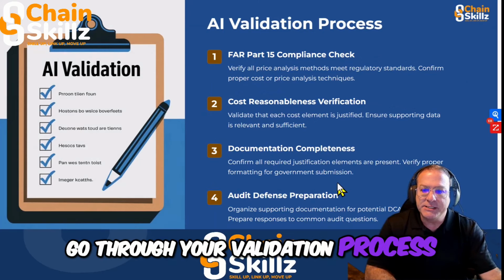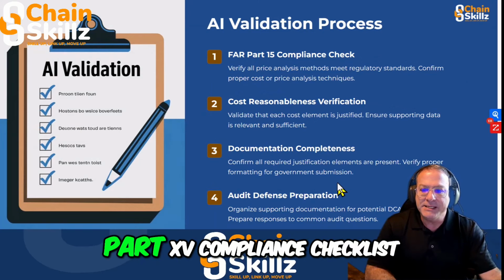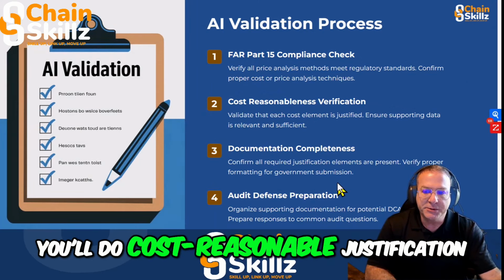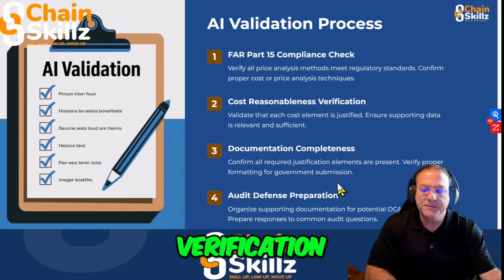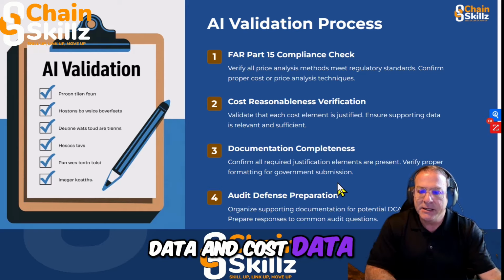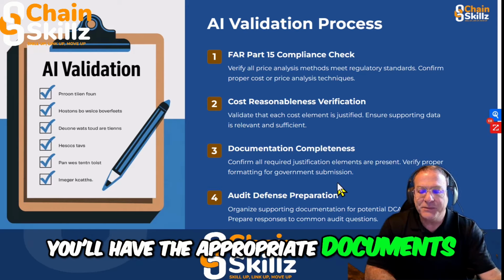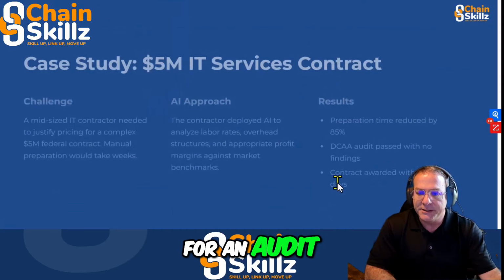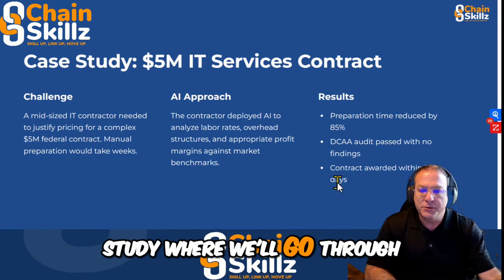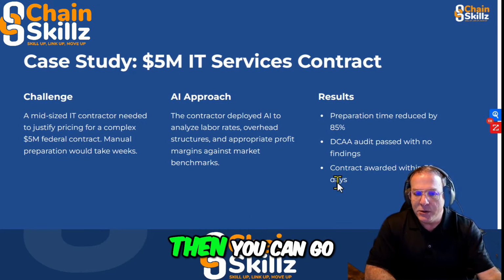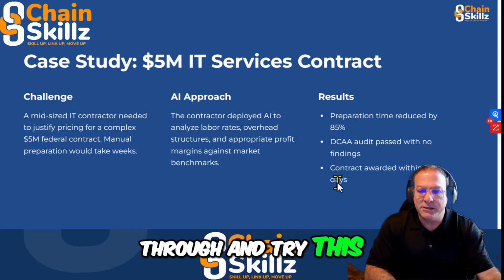Go through your validation process. You'll use the FAR Part 15 compliance checklist. You'll do cost reasonable justification verification because you have market data and cost data. You'll have the appropriate documents, and you'll be prepared for an audit. We'll use a case study where we'll go through, and I'm going to show you how to build it. Then you can go through and try this on your own.